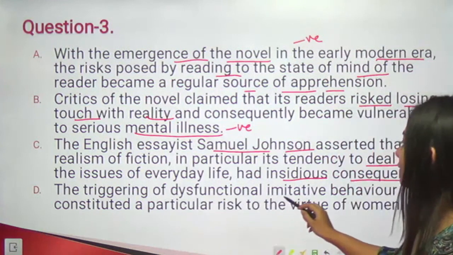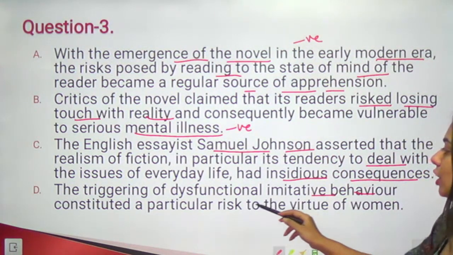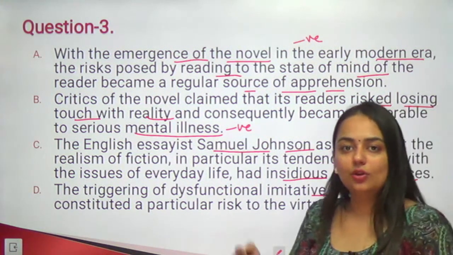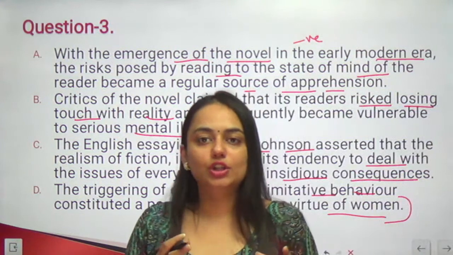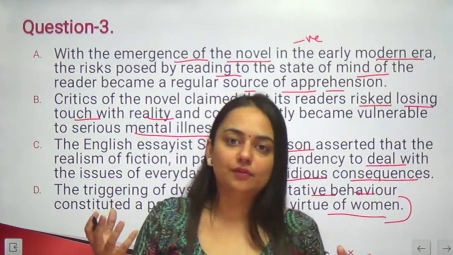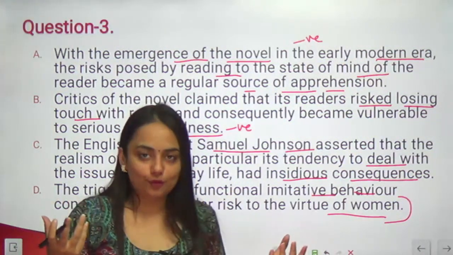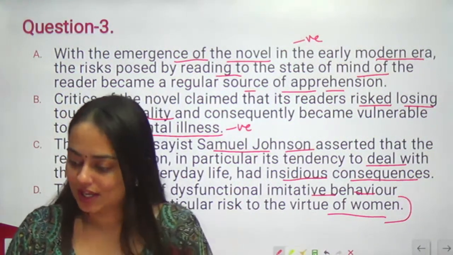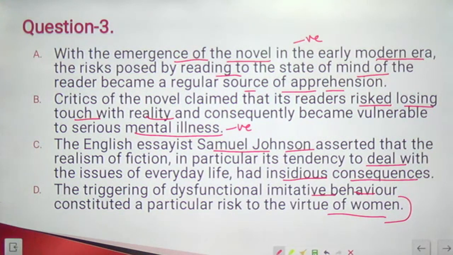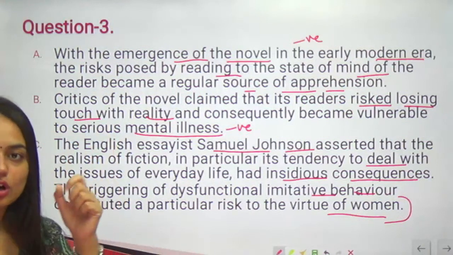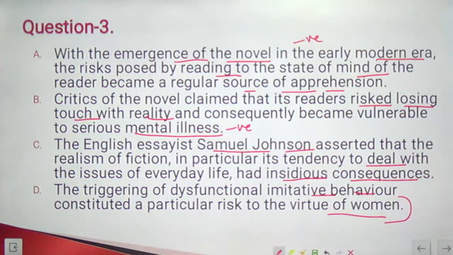The triggering of dysfunctional imitative behavior constituted a particular risk to the virtue of a woman. Look at this. So now they are narrowing it down. First they were talking in general terms that it can have bad effects on everyone, and now they say it can actually have bad effect on the virtue of the women, which is very offensive. Okay, which one should be the answer for this one? Come on, drop in your answers. Try to find out that one single thread which is there in all the options, just not in one option. Try to find it out.